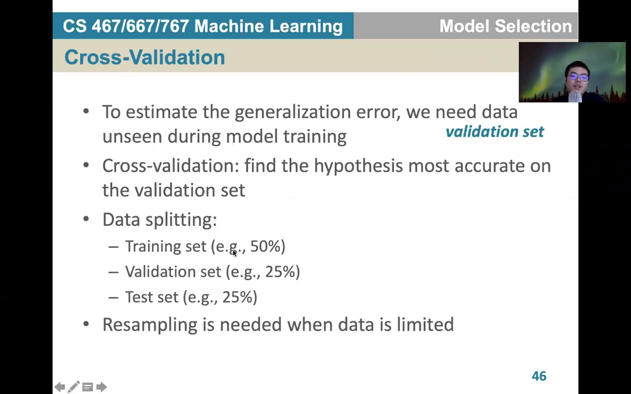And resampling is needed when data is limited. Because if you only have 100 data, but you want to train on a lot of them, you have to resample again and again.